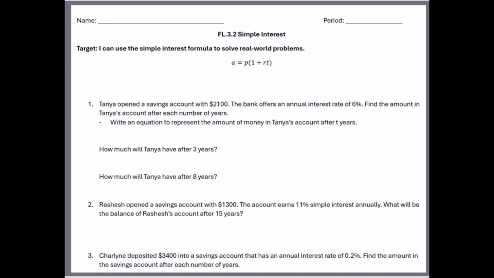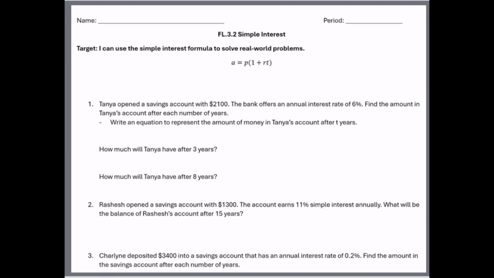Alright, today we're going to be going over benchmark FL 3.1, simple interest. Our target for today is: I can use the simple interest formula to solve real world problems. So by the end of the video, after you guys practice, you should be able to solve any problem I put up on simple interest.